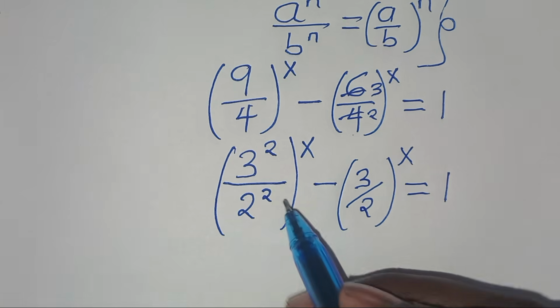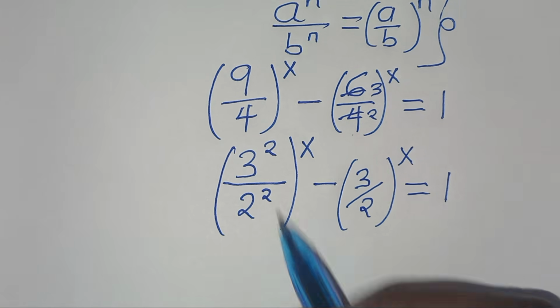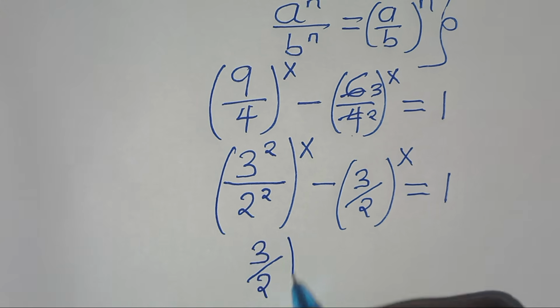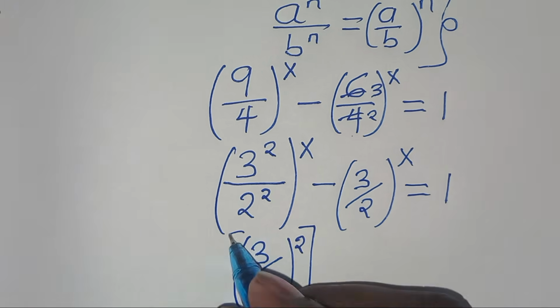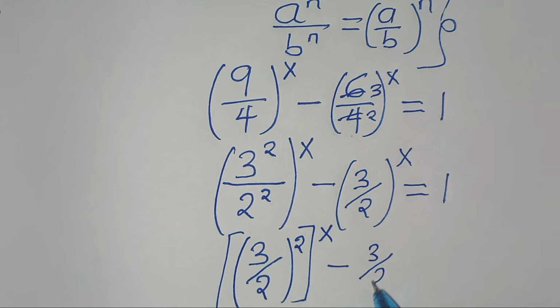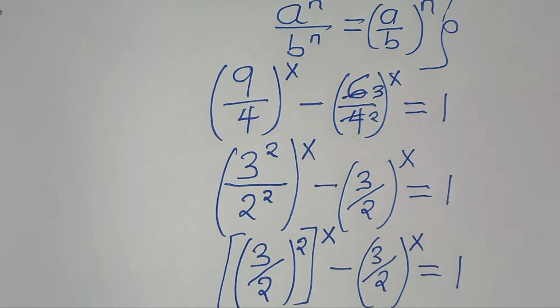Now the next step is that we can express 3 raised to the power of 2 and 2 to the power of 2 as 3 over 2 raised to the power of 2, then raised to the power of x, subtract 3 over 2 raised to the power of x. This is equal to 1.